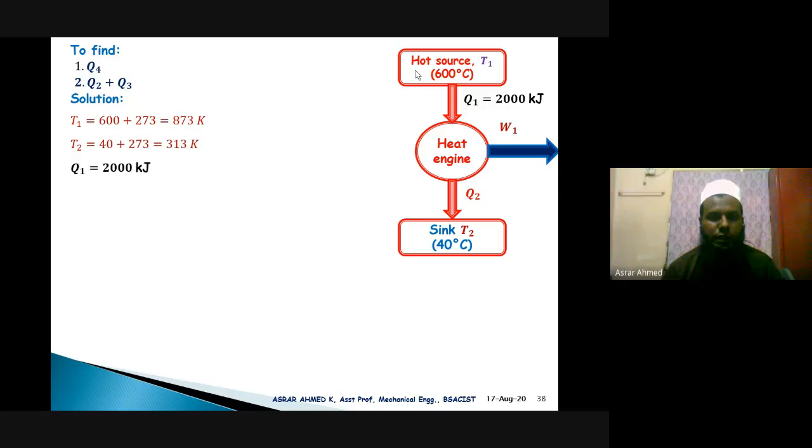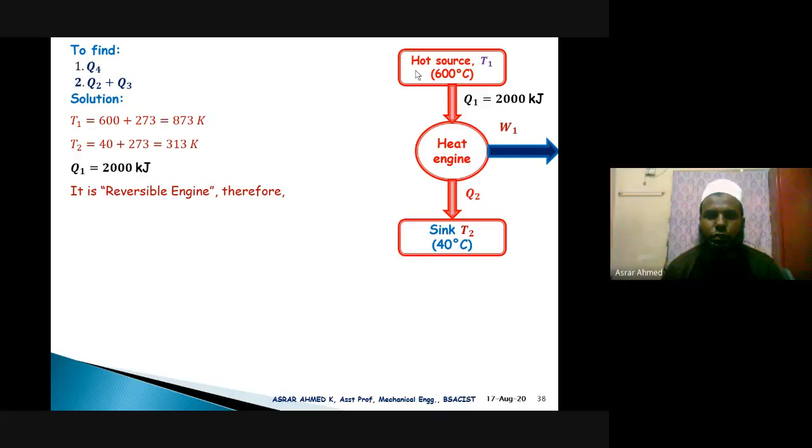So these are the given data. Now it is given that it is a reversible heat engine. In the question itself, that's what I told. It is given as a reversible heat engine. Reversible means ideal, theoretical, Carnot, whatever it is.